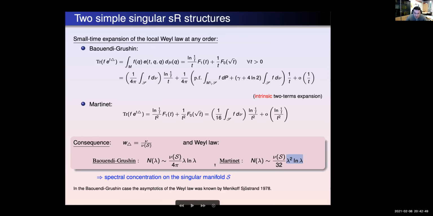Well, actually, by completely other tools, the local Weyl law in the Grushin case is a consequence of results by Menikov and Chaustrin at the end of the 70s, but only in the Grushin case, because it is completely other methods. But our method used here is actually much more general. And for instance, here we get the Martinet counting Weyl law, which is completely new.